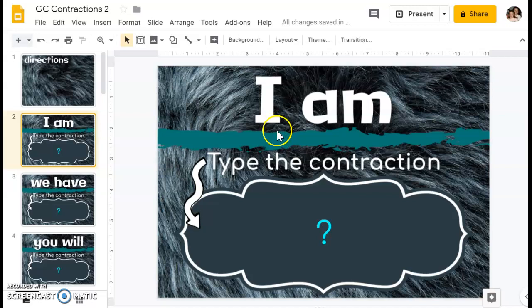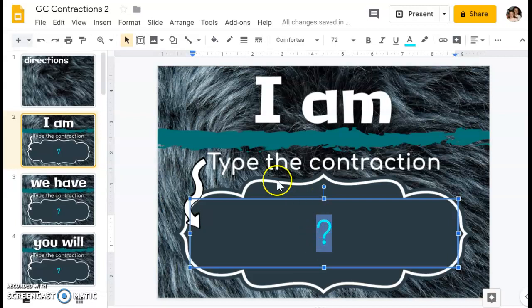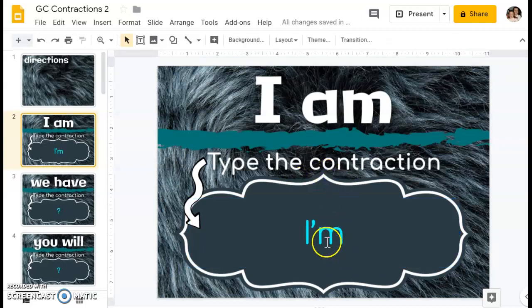So for your first 10 practice slides, you're going to be typing the contraction you can make using the two words at the top. So my two words here are I and M. So down below, I'm going to double click on the question mark so it turns blue. And then I'm going to type my contraction, I'm, because I'm is the contraction for I am. So capital I, then I find my apostrophe, which is right next to the enter key. And then I put an M. And then you can see I'm is the contraction for I am.